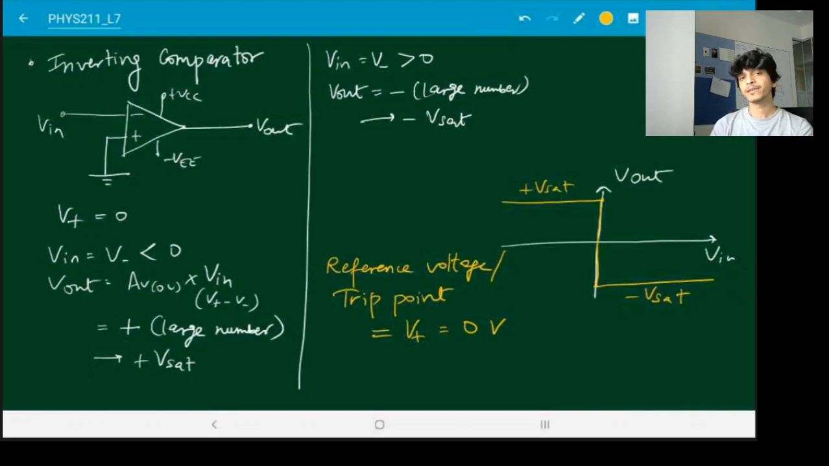What happens if I give an AC signal as the input voltage? Let me just go back to my old example of the non-inverting comparator.